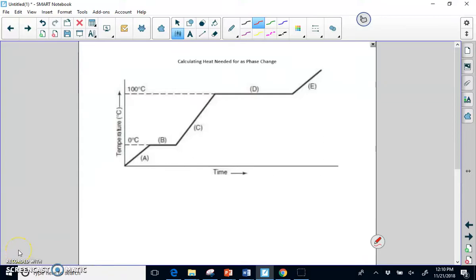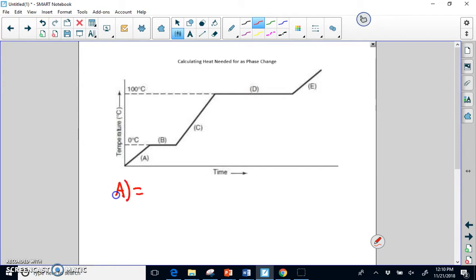Welcome back. So now we're going to learn how to calculate the heat needed for a phase change. And here again we see the heating curve of water. We're going to talk about the equations that you need to use to calculate the heat as you pass through each line. So once again we have line segment A.